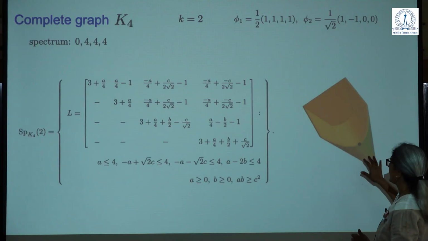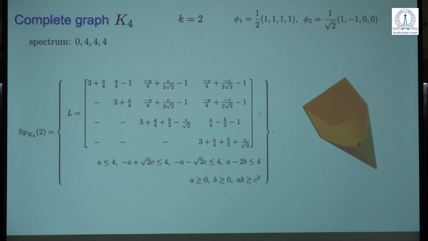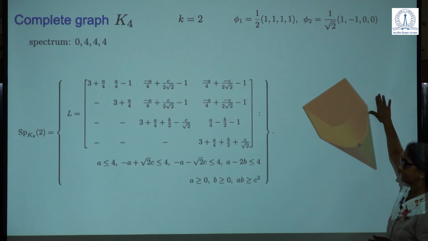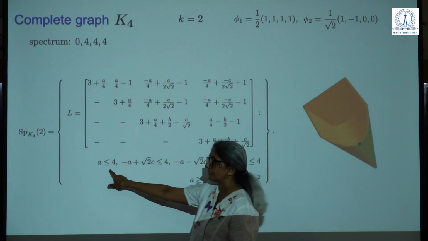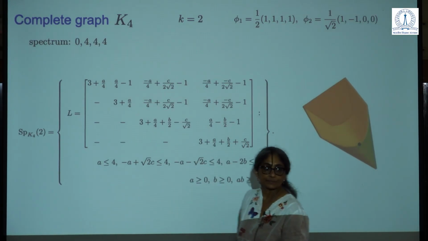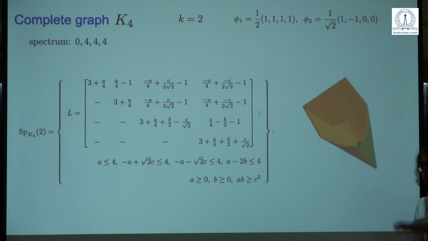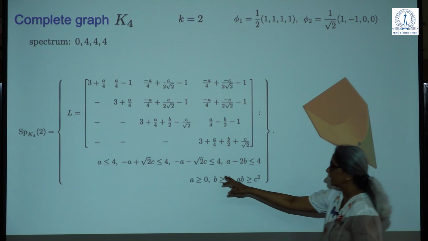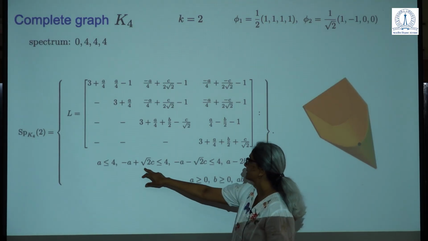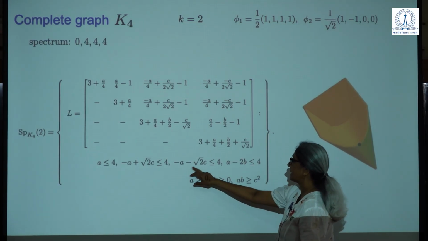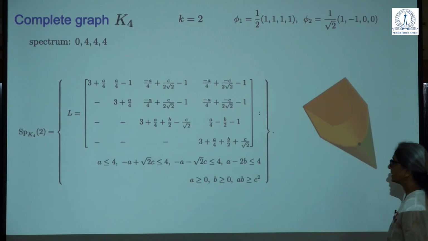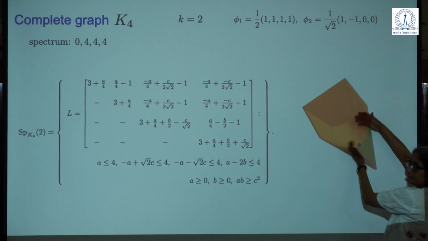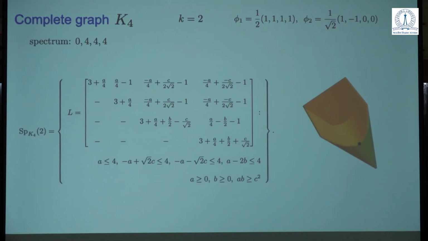It looks like a boat, right? The top, there's a lid to this boat, and the lid is the A equal to 4 equation. So we want to be under that. We can't see the lid, but there's a lid. And then there are 2 inequalities that look fairly symmetric: minus A plus root 2C less than or equal to 4, minus A minus root 2C less than or equal to 4. They're the 2 sides of the boat.